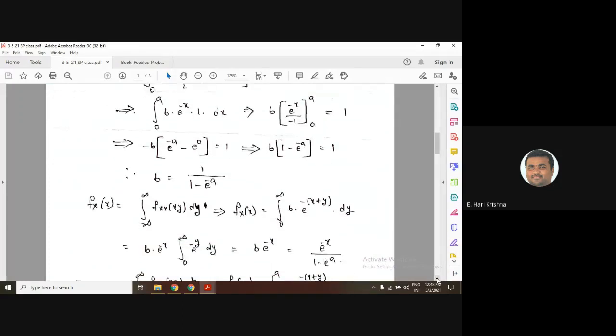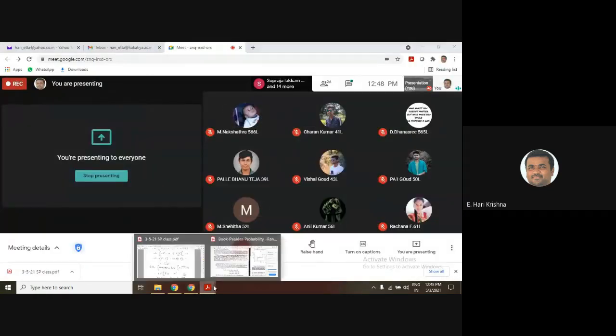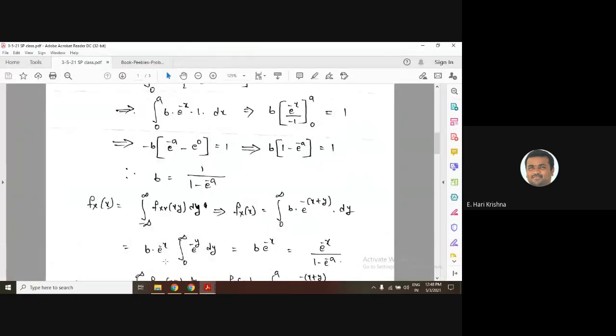So the continuous integration has been done. You can check it out, because it is simple integration. It is b into e power minus x times the integral from 0 to infinity of e power minus y dy, and this value is 1, similar to the case we have taken previously. So the answer is b into e power minus x. So b value we have just evaluated, that's why I have written here e power minus x by 1 minus e power minus a is fx of x, the marginal probability density function of x.